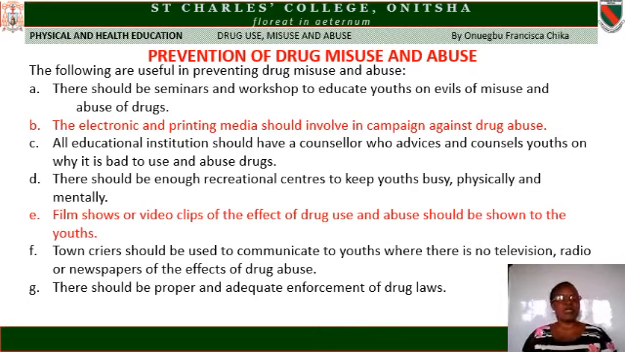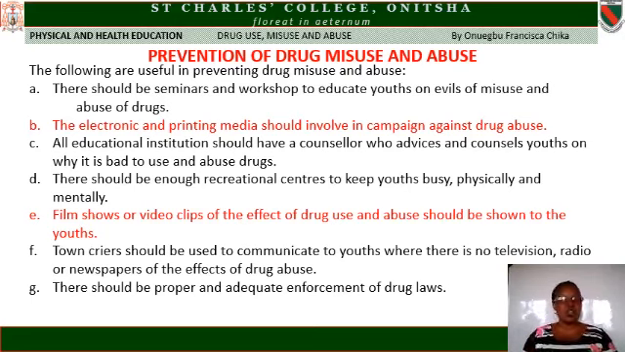This is very important. There should be enough recreational centers to keep youth busy, physically and mentally. Having recreational activities in a school or in a community center is very important, because engaging in drug abuse at times is caused by loneliness, being busy doing nothing. But when these students have places where they can perform different types of activities, they can engage themselves and, by so doing, forget about anything drug.